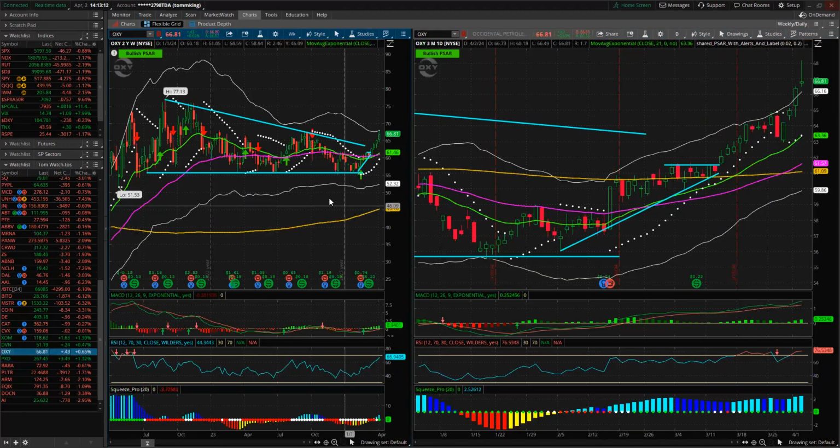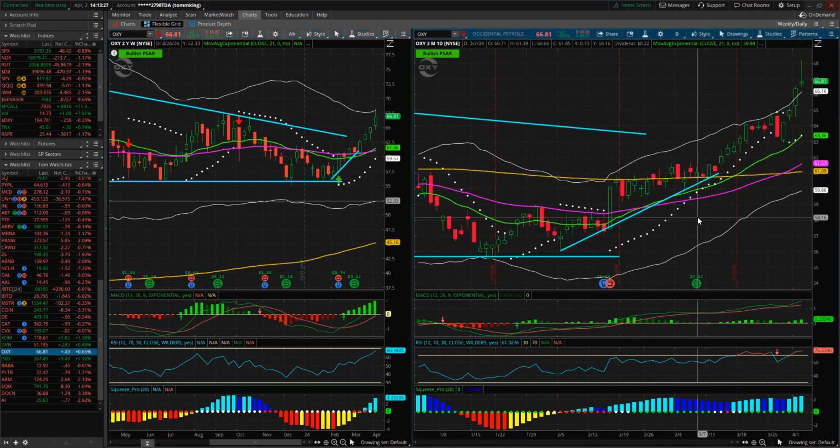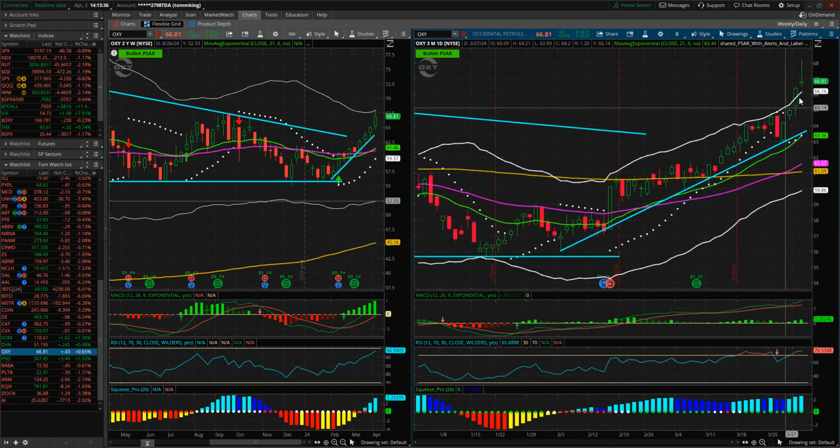Oxy is one of my favorites. Taking a look at that, what do we have here? We had an ascending triangle. Resistance, resistance, resistance, resistance, resistance. Boom, broke it. Ascending triangle, love the pattern. Broke it here. So that's set up nicely, and then this thing just continues to be a fantastic uptrend for it.